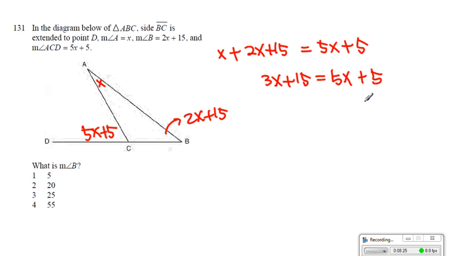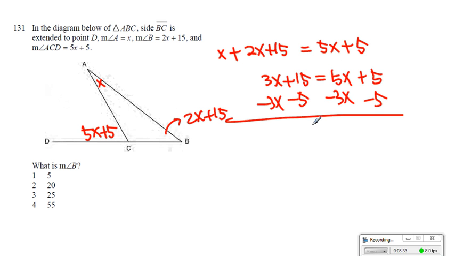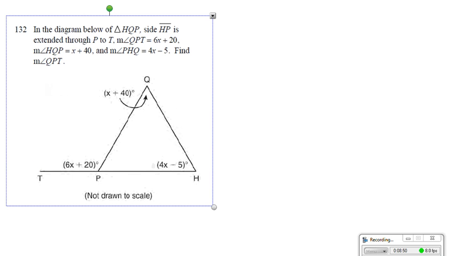By subtracting 5 and subtracting 3x, then we get to realize 10 must be equal to 2x. So therefore the value of x must be equal to 5. But we are looking for angle B. Then when you plug in 5 in place of x, we end up getting 10 plus 15, which is equal to 25. Choice number 3.